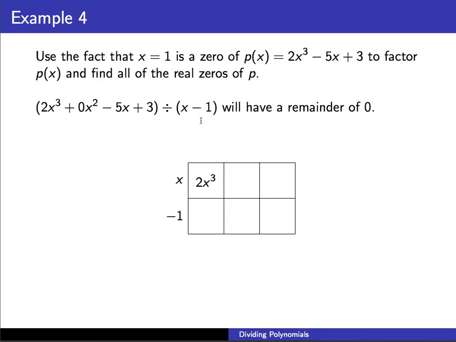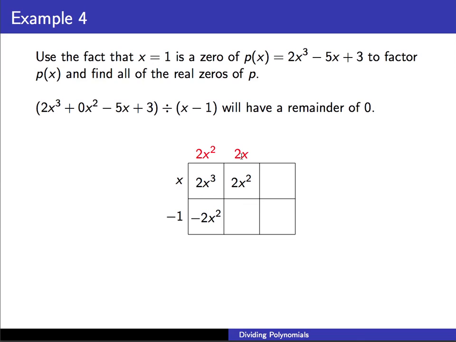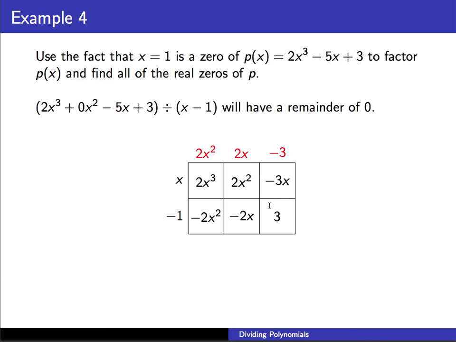So dividing this out, we get 2x squared, and then 2x squared times negative 1 is negative 2x squared. That has to combine to make 0, so negative 2x squared plus 2x squared will give 0x squared. 2x squared divided by x is 2x. 2x times negative 1 is negative 2x. Negative 2x plus this term has to give negative 5x, so negative 2x plus negative 3x gives us negative 5x. Negative 3x divided by x is negative 3. Negative 3 times negative 1 is 3. And notice if we combine everything, all the terms in the dividend are accounted for. So it does have a remainder of 0.